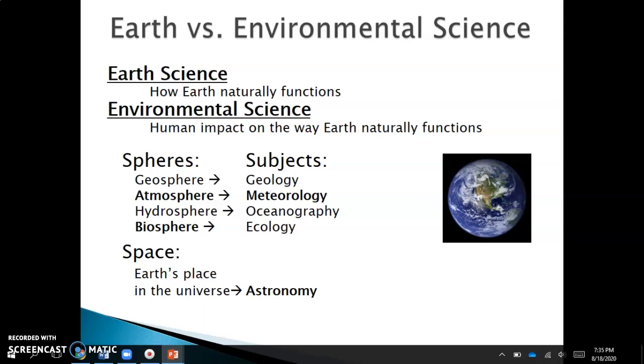And then finally, the biosphere. The subject is ecology. So you study the way that living organisms interact with their non-living counterparts. And I'm going to give you the definition for each of these spheres, but I'm just giving you kind of a general overview right now. And then finally, we have space, which is Earth's place in the universe, and this is referred to as astronomy. So the subject of astronomy studies Earth's place in the universe, and astronomy will be our intro unit.